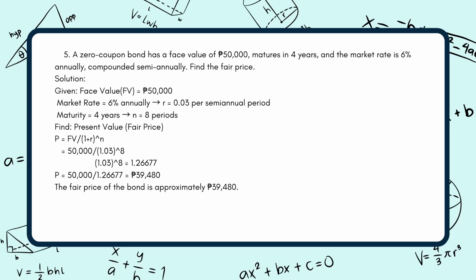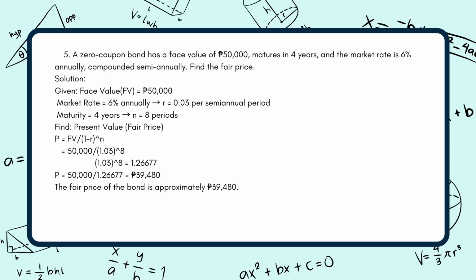Number 5. A zero coupon bond has a face value of 50,000, matures in 4 years, and the market rate is 6% annually, compounded semi-annually. Find the fair price. Given, face value is equal to 50,000. Market rate is equal to 6% annually. So R is equal to 0.03 per semi-annual period. Maturity is equal to 4 years. So N is equal to 8 periods. We need to find the present value or the fair price.